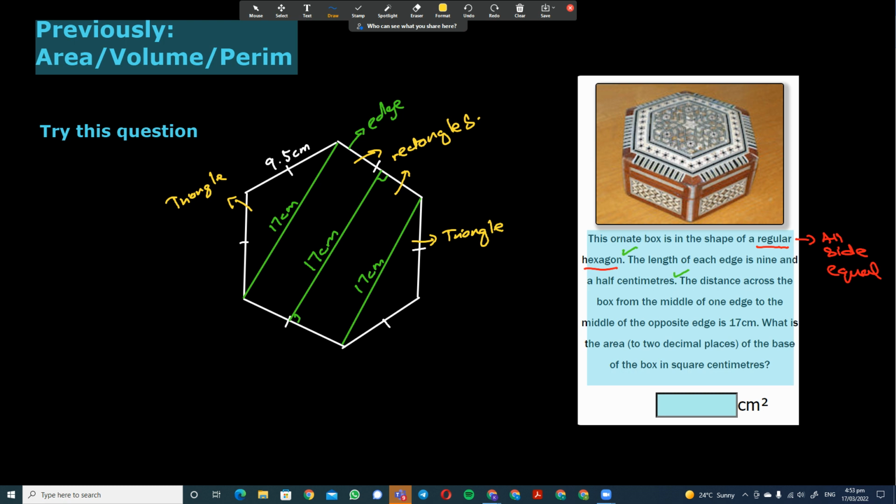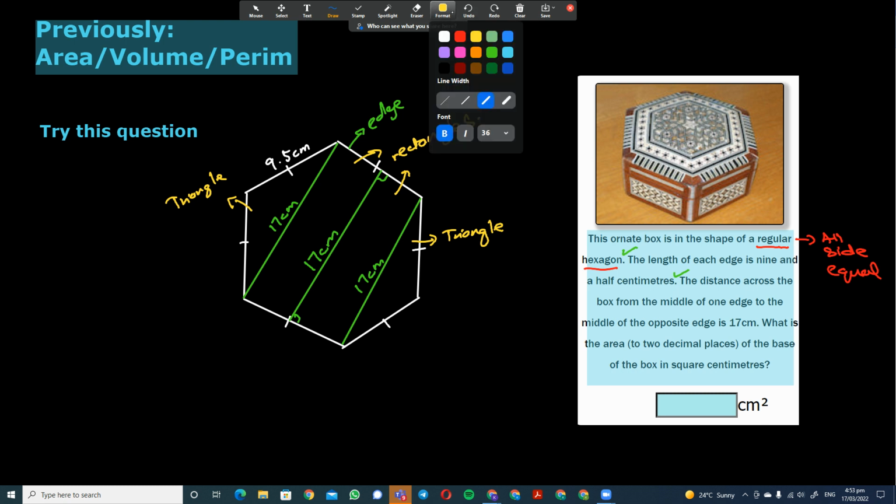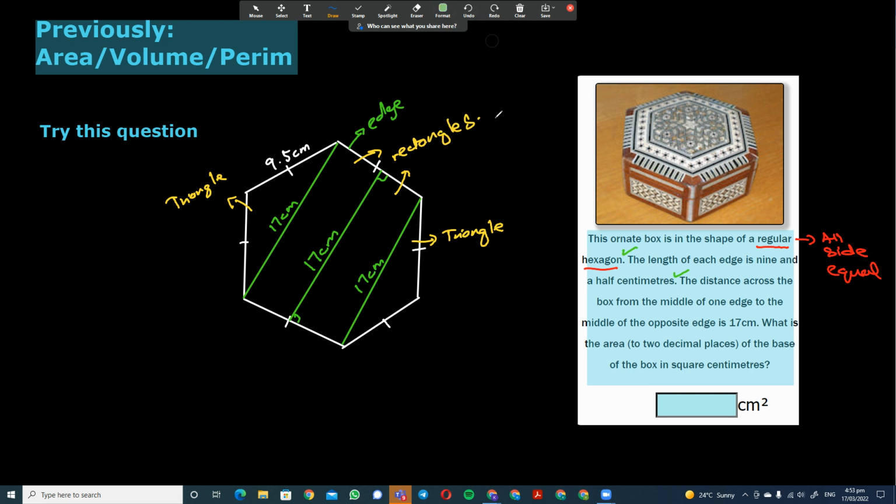What is the area of a triangle? What's the formula to calculate the area of a triangle? It's half base times height. And that's the area of a triangle. And this one as well. So the area of a triangle is going to be half base times height, or base times height divided by 2. And rectangles, what's the area of a rectangle?